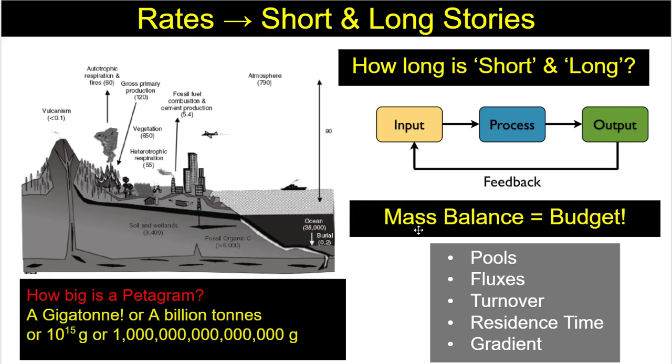These are big ideas that you need to think about. Pools: what's there, how much? Fluxes: how much is moved from this spot to this spot over time? Turnover: how quickly does something go from the form it's in to a different form? Residence time is the inverse. How long is it staying? How long is it there?